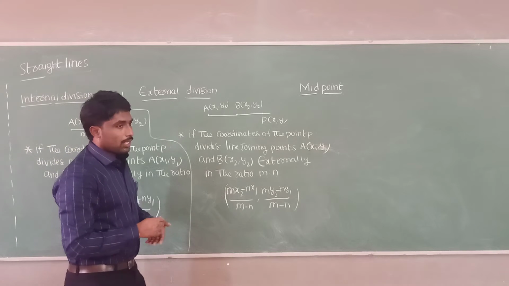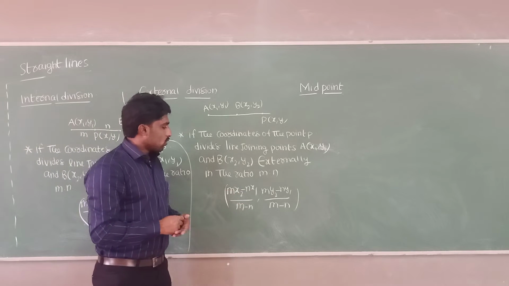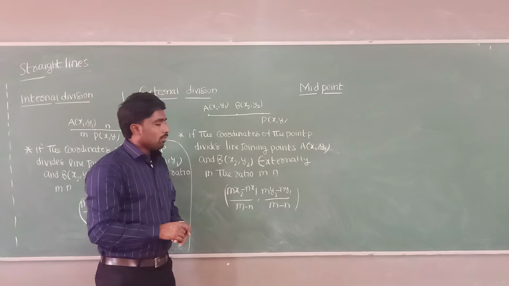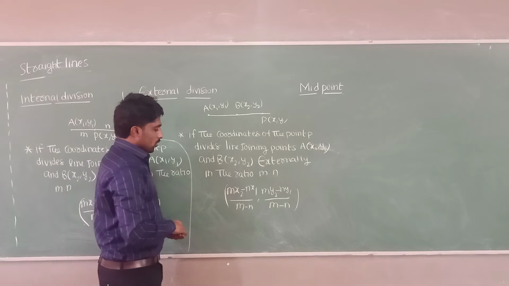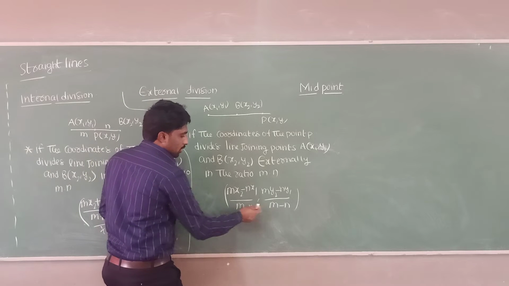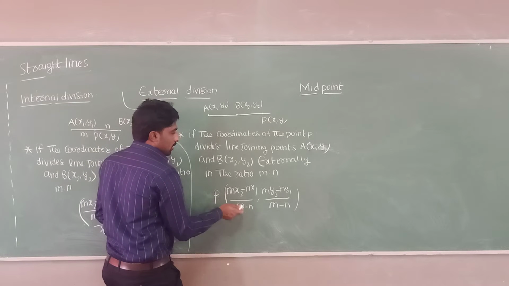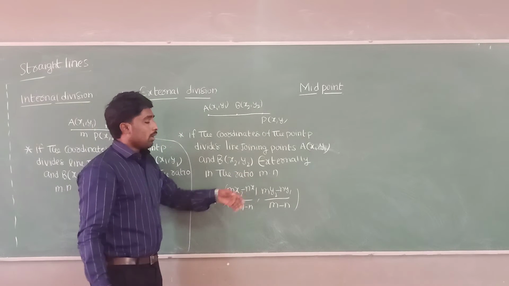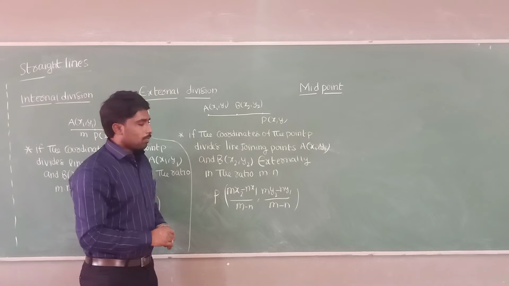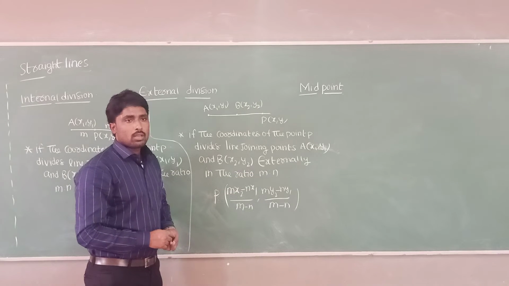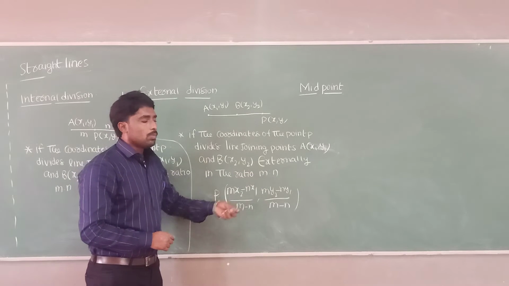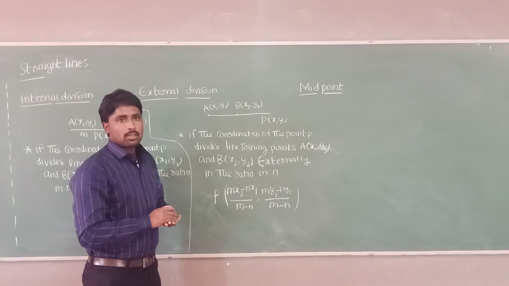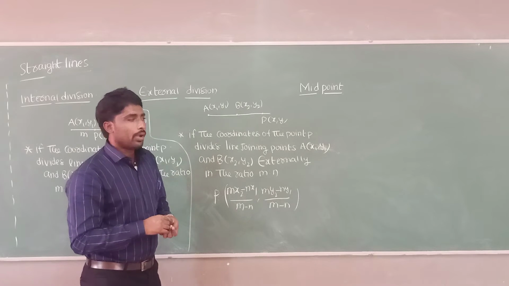External division formula is (mx2 minus nx1) by (m minus n), comma, (my2 minus ny1) by (m minus n). So this value is the x value, this value is the y value, so this is the external division point. Here the ratio values m and n are different. Suppose the ratio becomes equal, which means m is to m, then this point divides the line joining the points exactly at the midpoint.